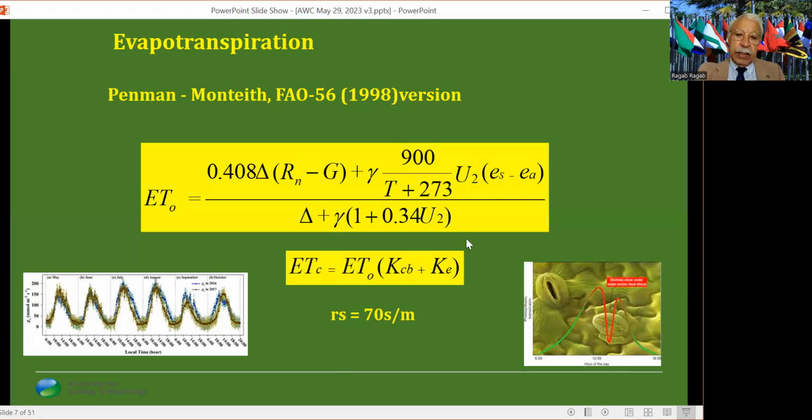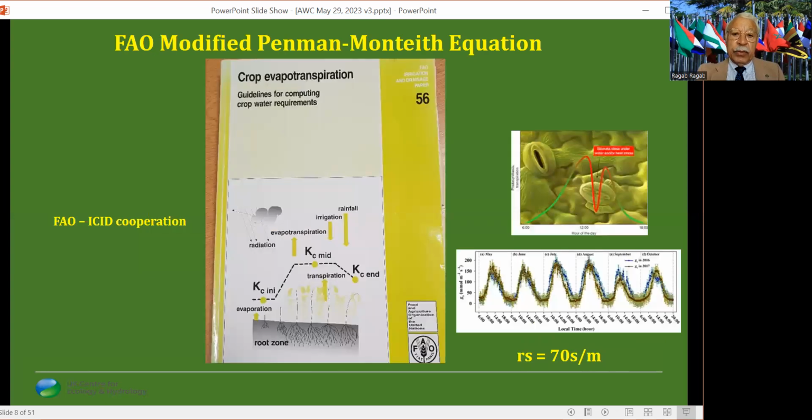However, the stomata resistance actually varies during the day, from midday to midnight. It has a sine wave shape, and during the season it also differs from one month to another. So this is really quite an approximation that has been used in the modified equation by ICID and FAO. The modified equation was published in the FAO Irrigation and Drainage Paper number 56, and has been widely used all over the world.